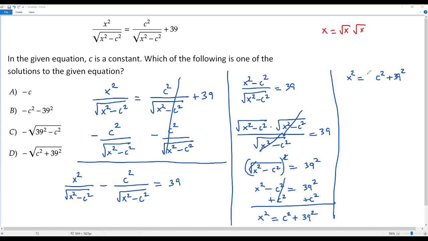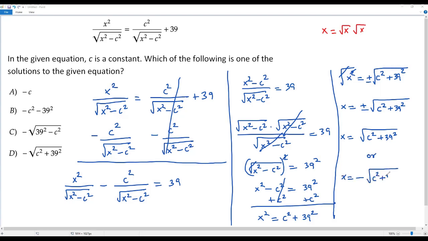Since our aim is to find the value of x, which represents the solution to the given equation, we have to get rid of the square we have here. To get rid of the square, I have to take the square root on both sides. Whenever I take the square root on both sides of an equation, we have to consider a positive or negative sign. Now on the left side I have x, and on the right side we have plus or minus the square root of (c² + 39²). Here we can split this into two parts. That is, x equals the positive square root of (c² + 39²), or x equals the negative square root of (c² + 39²).